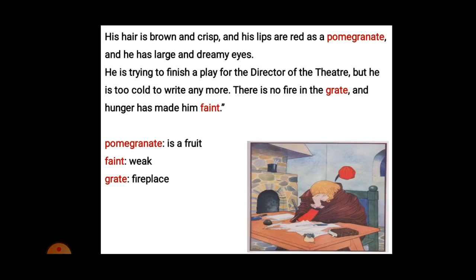So pomegranate, that is a fruit, faint, that is weak, and grate, that is fireplace. Now he is poor and he does not have money to even buy wood for a fire, and he is living in that small dark room. He is suffering from that cold and hunger, and that is why he has gone faint. He has gone weak, and that is why he is lying over that desk.